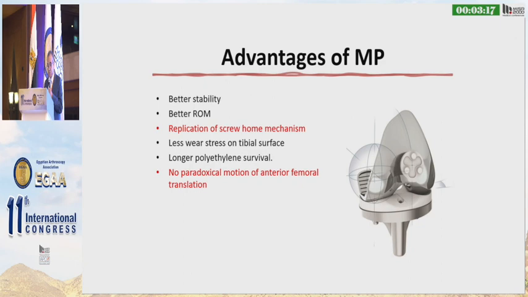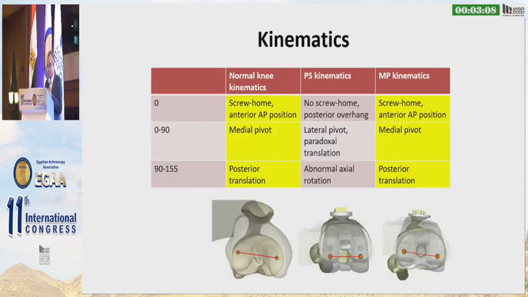The advantages: better stability, better range of motion, replication of the screw home mechanism, less wear, longer polyethylene survival, no paradoxical movement. As we can see here from the kinematics between the normal knee, PS kinematics, and medial pivot kinematics, the medial pivot kinematics is more or less like the normal knee kinematics. However, the PS kinematics show no screw home mechanism, lateral pivot, paradoxical translation, abnormal axial rotation.